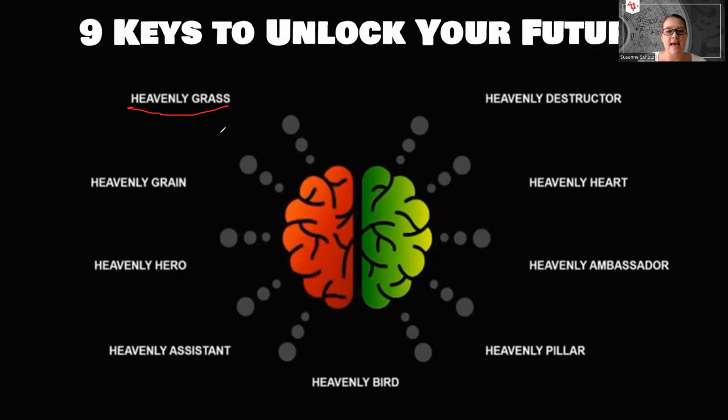Now, the next one we look at is the heavenly hero here. The heavenly hero people, they are also very, very independent.